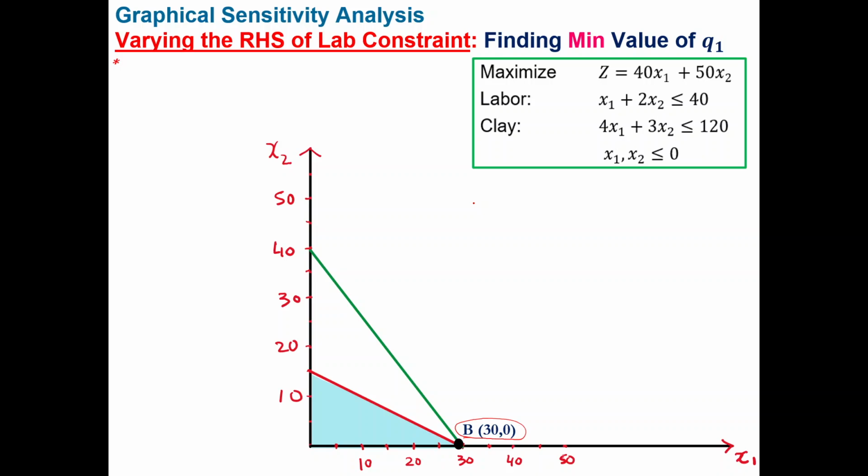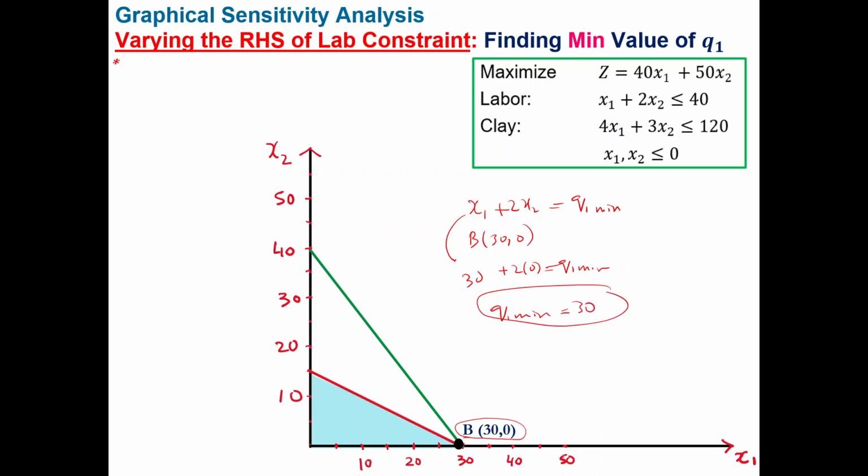this is the lowest position of B where these two constraints can still intersect. So I'll find the minimum value of labor hours, x1 plus 2x2, it is equal to q1 min. This is happening at B (30, 0). So x1 is 30 plus 2 into 0 is equal to q1 min. That means q1 min is 30. So to sum up, this means that q1 can be varied from 30 to 80 hours, and we will still have the same solution structure. So this is the sensitivity range of the labor constraint.